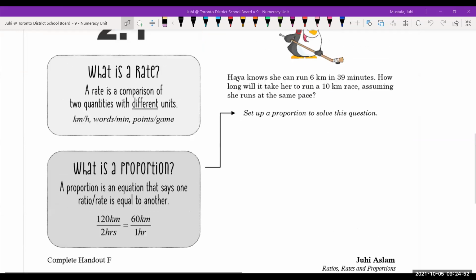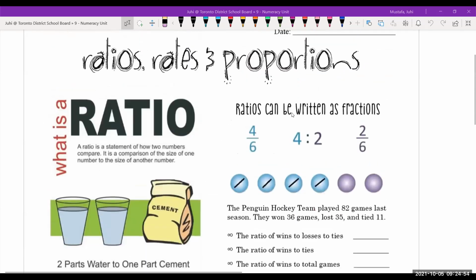That also reminds me, I forgot to say one thing about ratios. When you have a ratio, you can actually write them as fractions. So if I say 2 to 1, you can write that as 2 over 1 or 1 over 2.